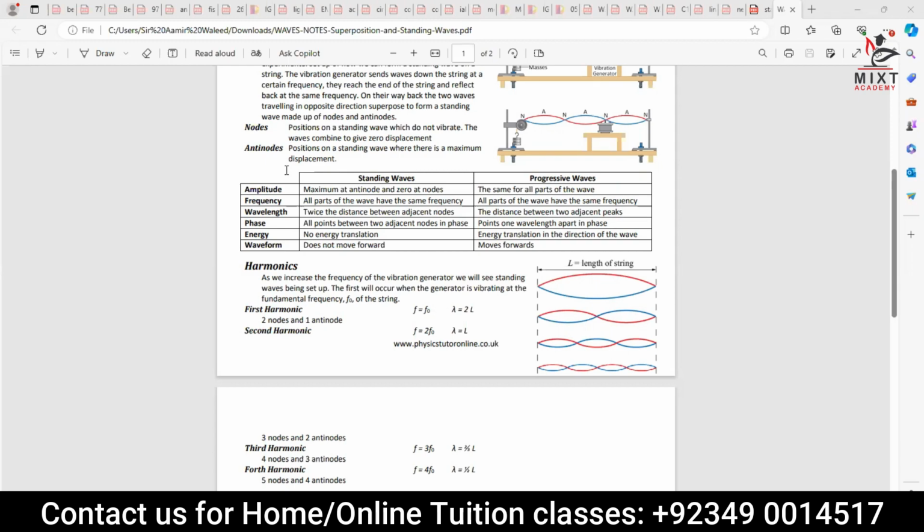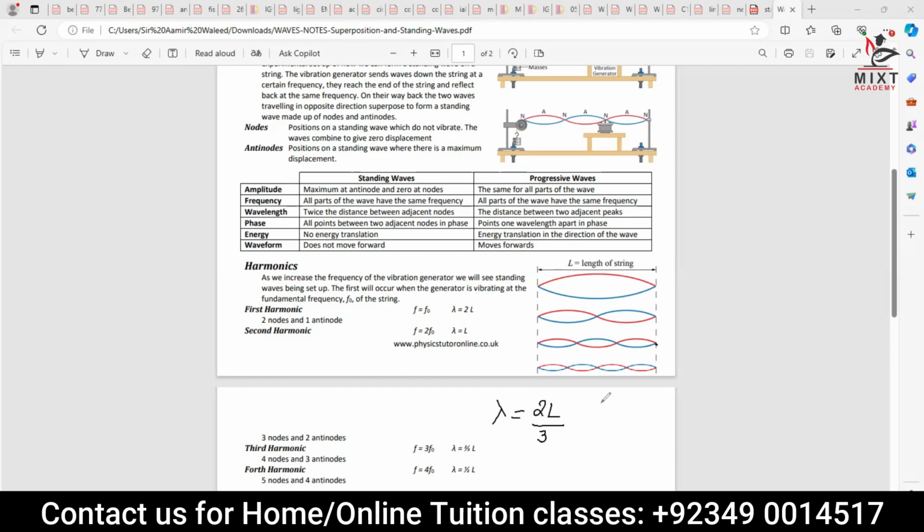Now check it out. What I actually wanted to say: if you see this three-loop pattern, what is the full string? The red one which reaches here will be equal to L, and the blue one which comes back will be equal to L. So what is the total length here? 2L. And now 1, 2, 3, so you divide it by 3. So basically now lambda will be equal to 2L divided by 3. Now do you understand?